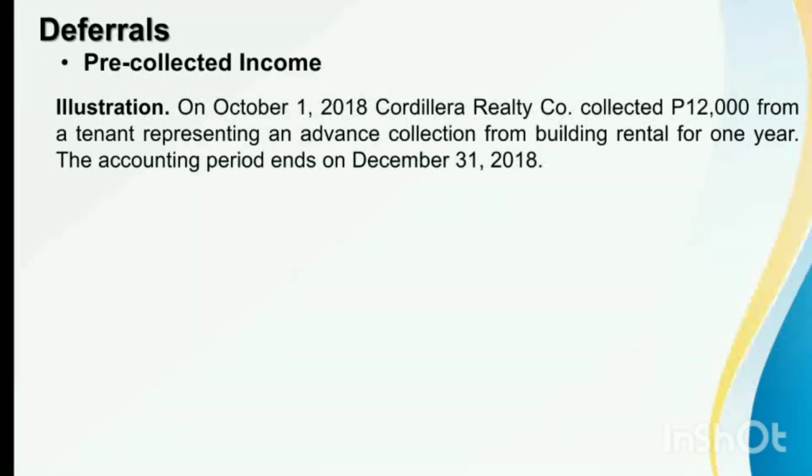In this illustration, the 12,000 pesos collected by Cordillera Realty Corporation on October 1, 2018 is an example of a pre-collected income. It's because this 12,000 pesos is an advance collection from the rental of a building. This is a pre-collected income in the sense that this 12,000 pesos is good for a 1-year rent. Pero hindi pa natapos yung 1 year, pero na-collect na ni Cordillera Realty Corporation itong 12,000. So this is an income that is already collected but not yet earned.